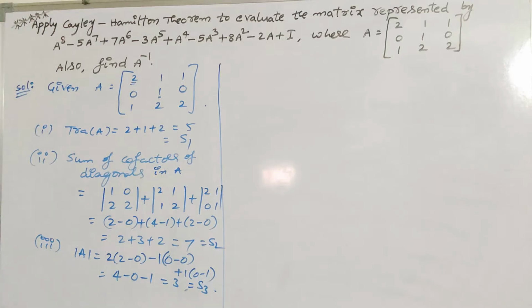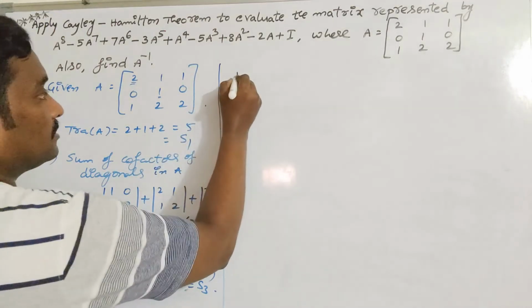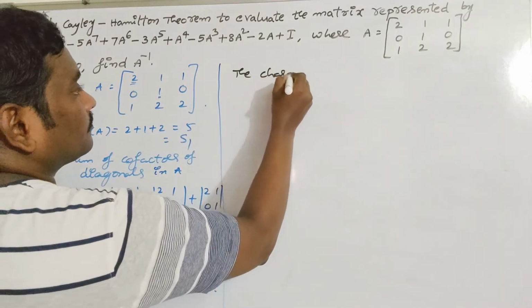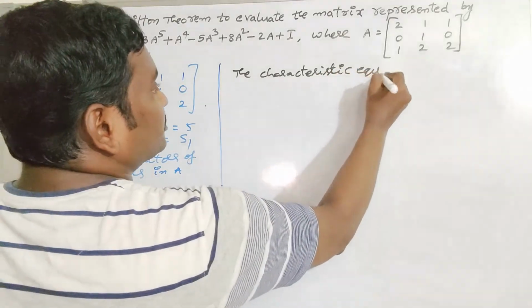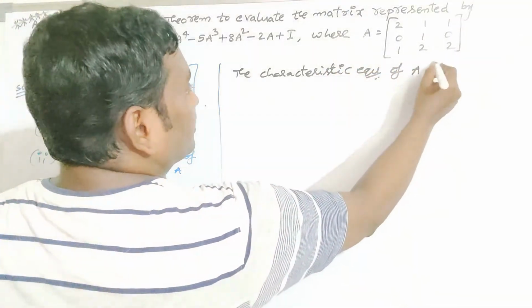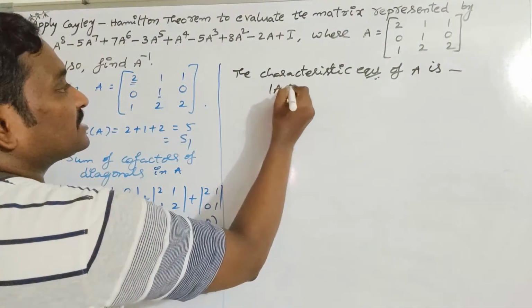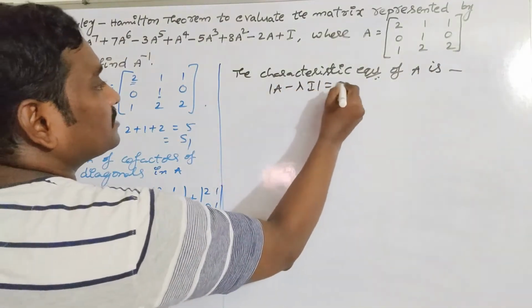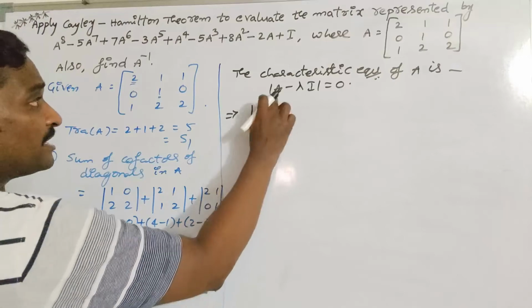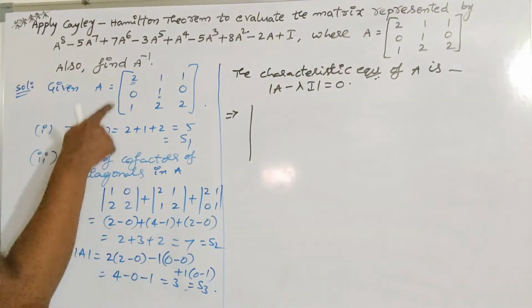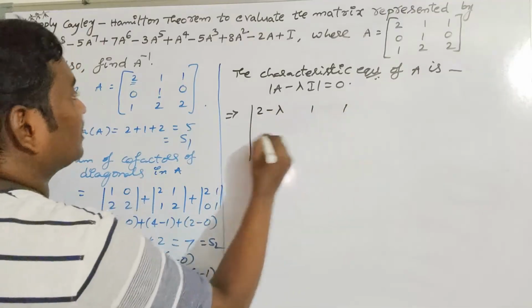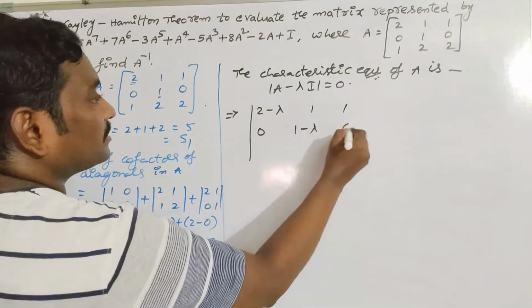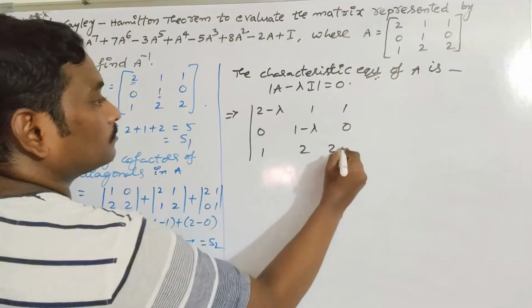Okay. Now, we have to find out the characteristic equation. Everybody knows that the formula for the characteristic equation of A is determinant of A minus lambda I is equal to 0. So, what is A minus lambda? Just subtract lambda from the diagonal elements: 2 minus lambda, 1, 1, 0, 1 minus lambda, 0, 1, 2.